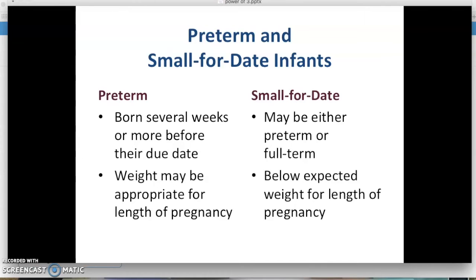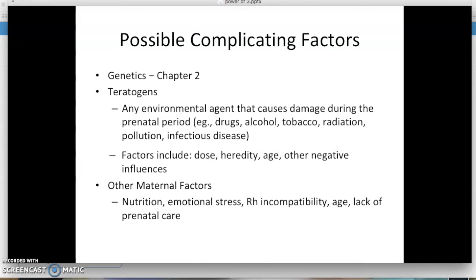Certainly, being both preterm and small for date puts a baby at the greatest risk for complications. There are many reasons why there might be complications with the pregnancy, including these three: genetics, teratogens, and other maternal factors. We talked about some possible genetic abnormalities in Chapter 2. Teratogens are any environmental agent that cause damage during the prenatal period.